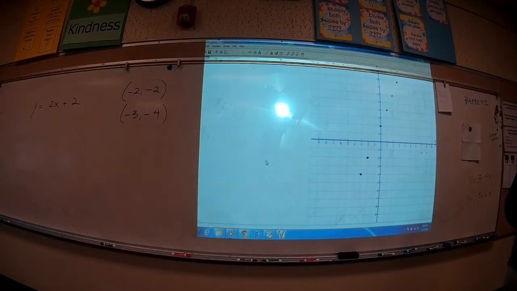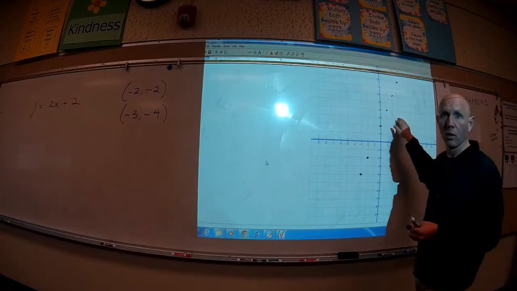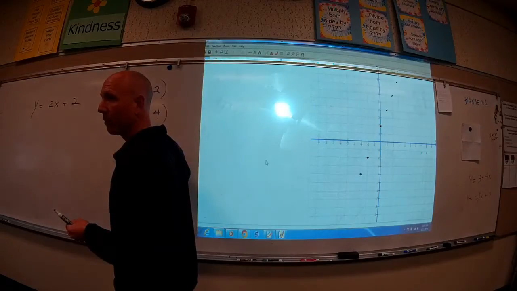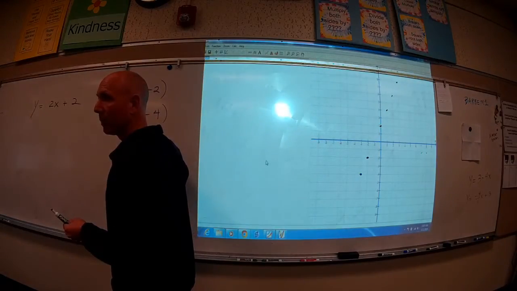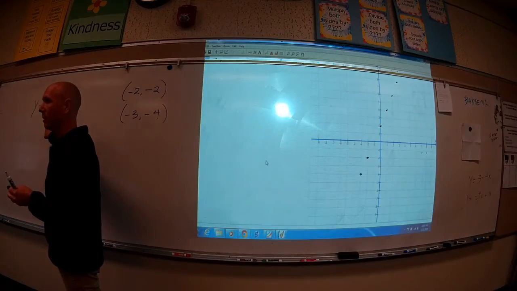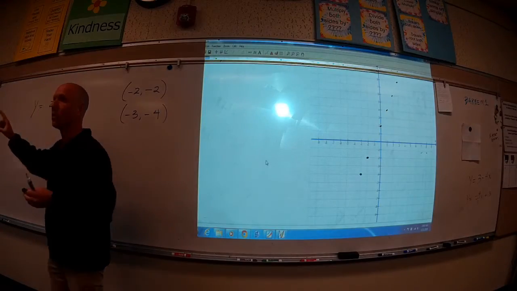It goes up 2 over 1. What can you tell me about the slope of this? Up 2 over 1? Yeah. What can you tell me about the slope of this? Down 2 over 1. What can you tell me about the slope of this? Okay, so ready?